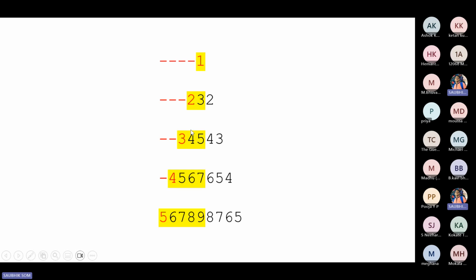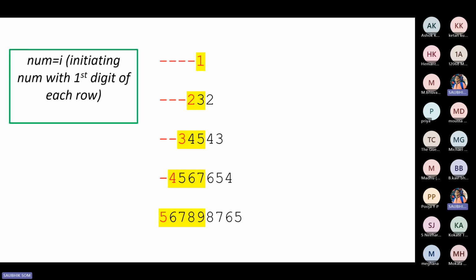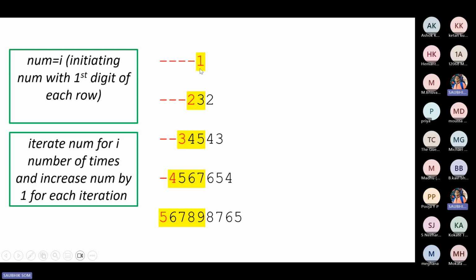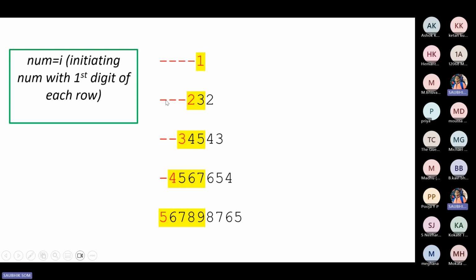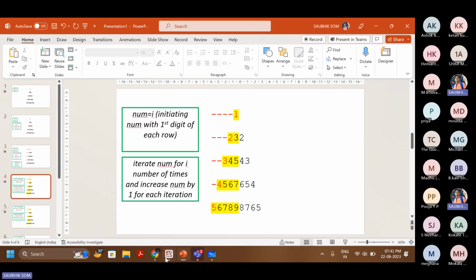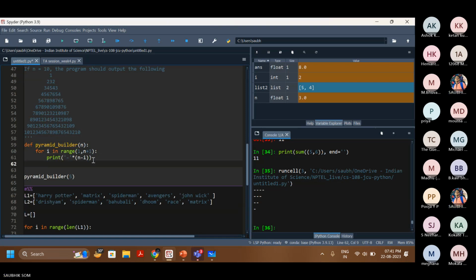Now, I initialize a value with i, because I have told you the first digit should always be the ith digit, if I'm making the range from 1 to n plus 1. So for this row, the number should be 1. For this row, the number should be 2. For this row, the number should be 3. So that means the number should initiate with i. So I'll initiate num with another variable inside this.